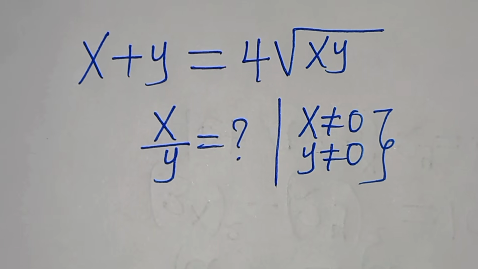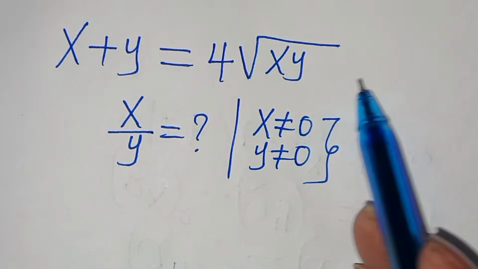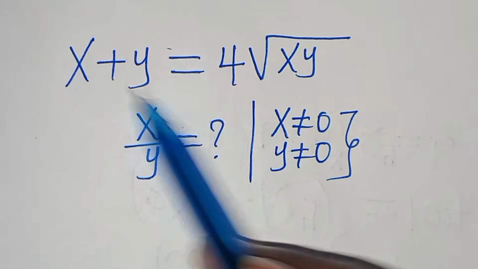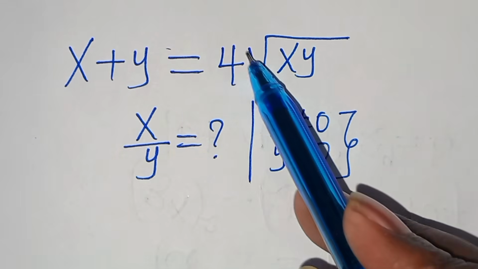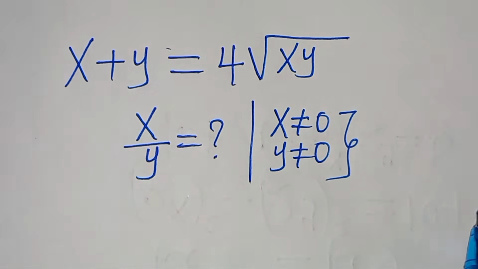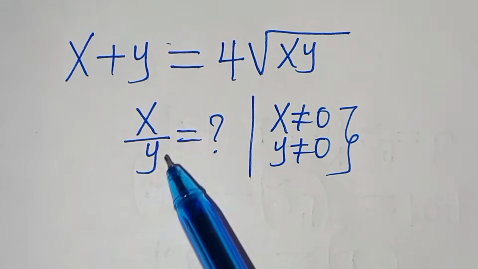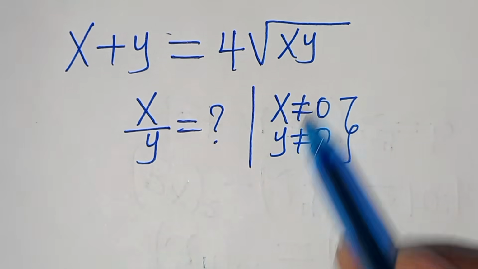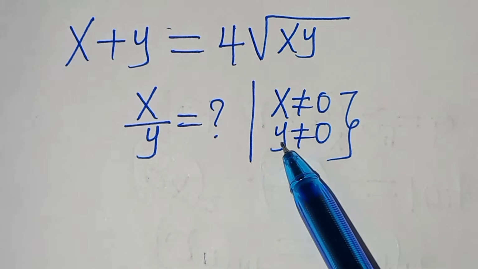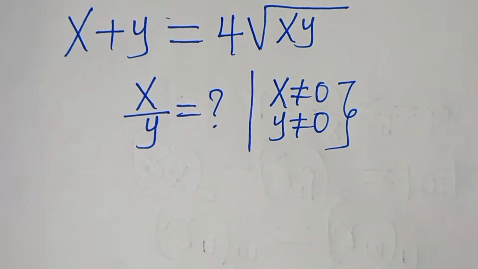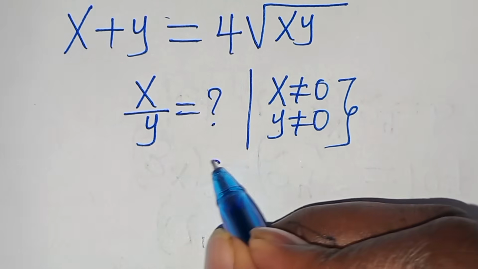Hello everyone, you're welcome to solve this nice algebra problem, which is x plus y equal to 4 square root of xy. So what is the value of x over y, given that x is not equal to 0 and that y is not equal to 0? So let's provide a solution from here.